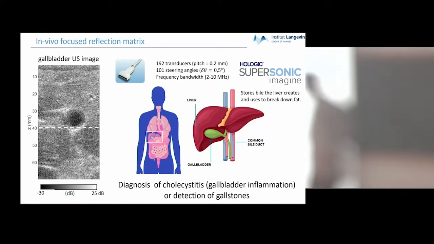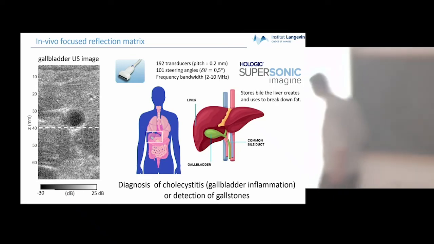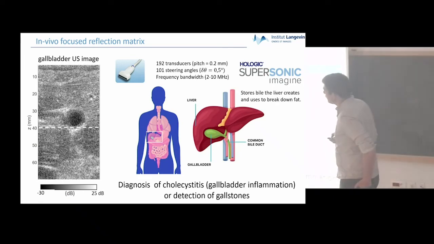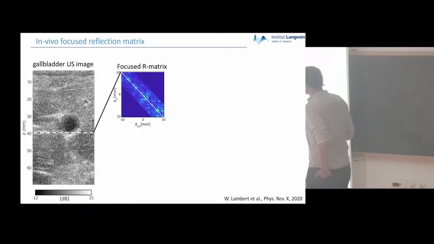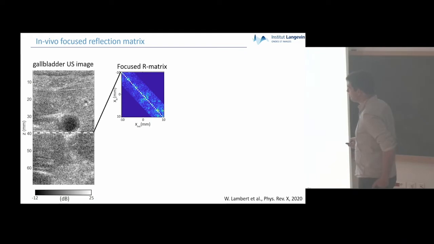But this image can be quite awful sometimes. In particular, you see here normally it's a pear-like shape. So you should have something like a very nice black disk, and here it's very blurred by, we will see, aberrations and multiple scattering, but we will quantify it thanks to the reflection matrix. So we record the reflection matrix on this gallbladder, and then we look at the focused reflection matrix at this depth, for example.